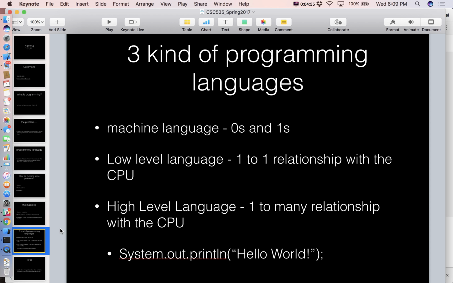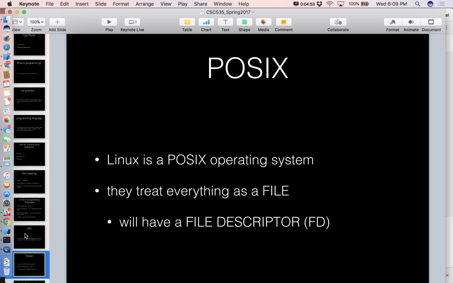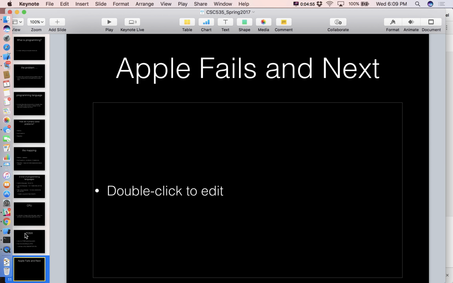Now, most assembly languages are going to look pretty similar. You might find a lot of, for instance, the move command, MOV. Most assembly languages have a move command, but they don't have to. Technically, you could have some different syntax. All right, so there's the CPU stuff we talked about. POSIX.